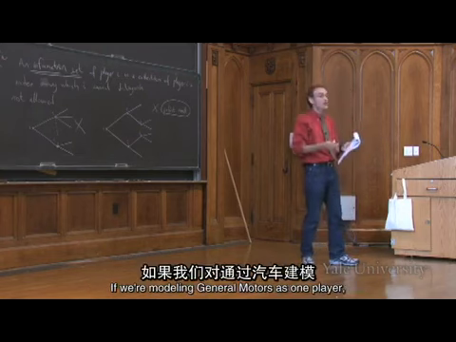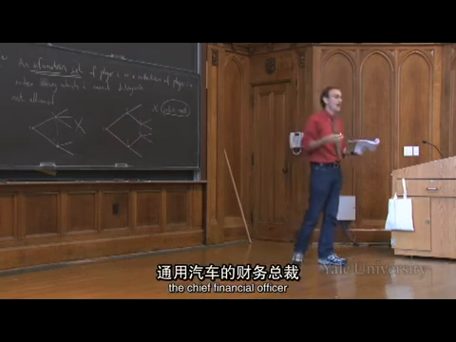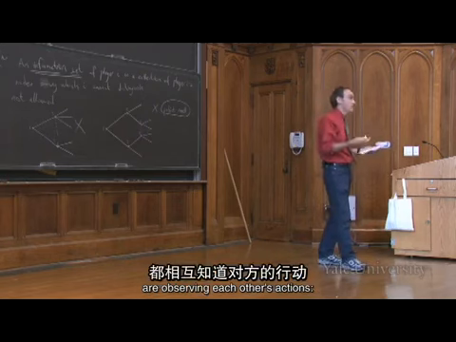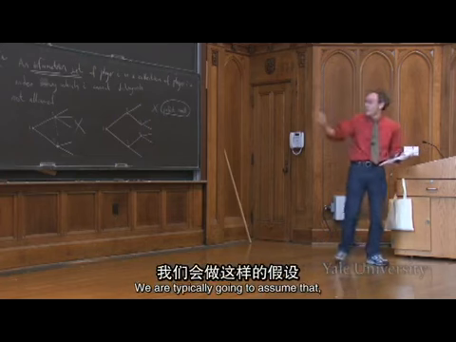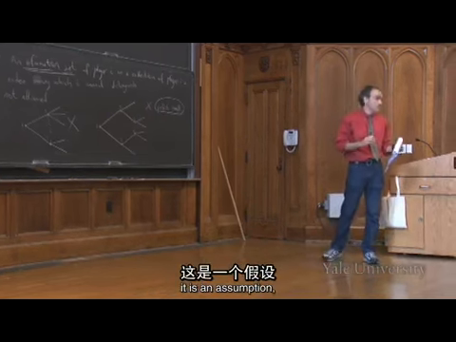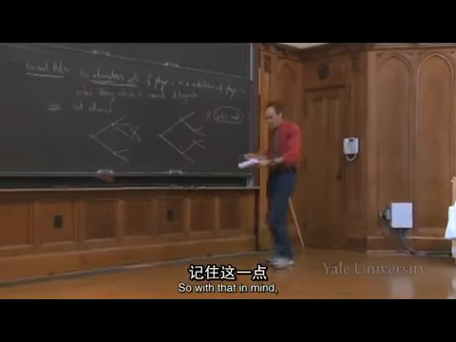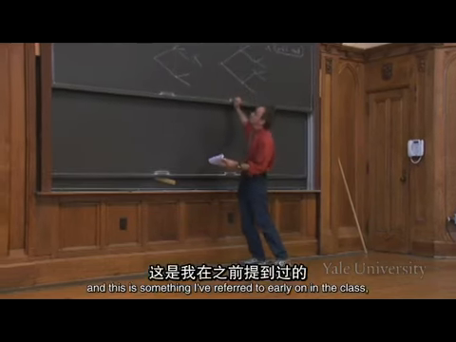So if we're modeling General Motors as one player, this assumption is assuming that the chief financial officer and the chief executive officer of GM are observing each other's actions, are on the same page. The left hand knows what the right hand's doing. We are typically going to assume that, but just to make the point, it is an assumption. And it's quite interesting to see what happens if you relax it.